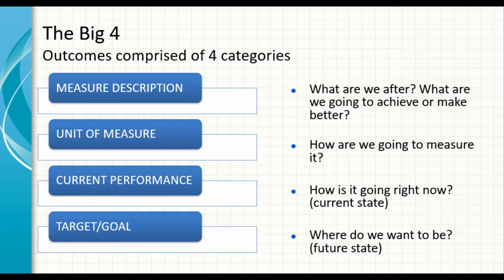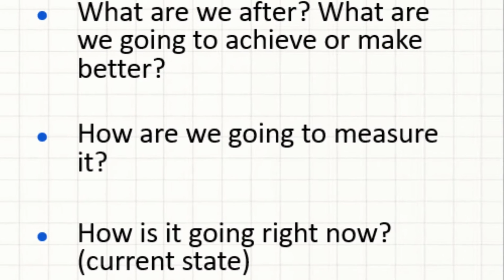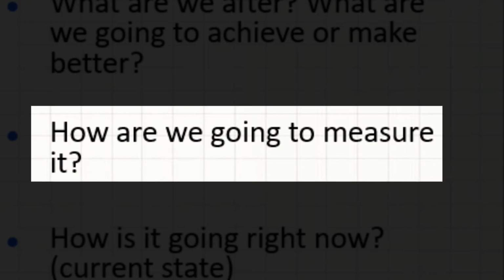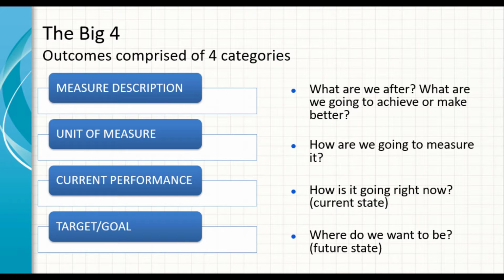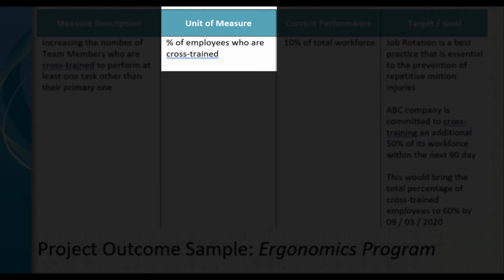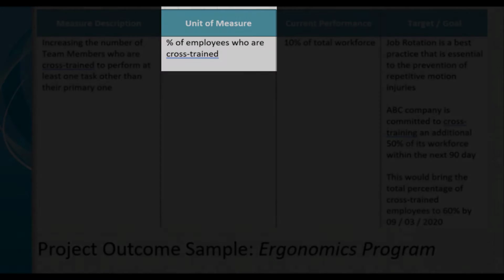So the second category would be the unit of measure, which answers the question, how are we going to measure progress? Okay, to run with that same example of job rotation and cross-training, it would look like this. Percentage of employees who are cross-trained. That's how we'll measure our progress towards the outcome. And right there, if the percentage of the employees who are cross-trained goes up, that means we're making progress.